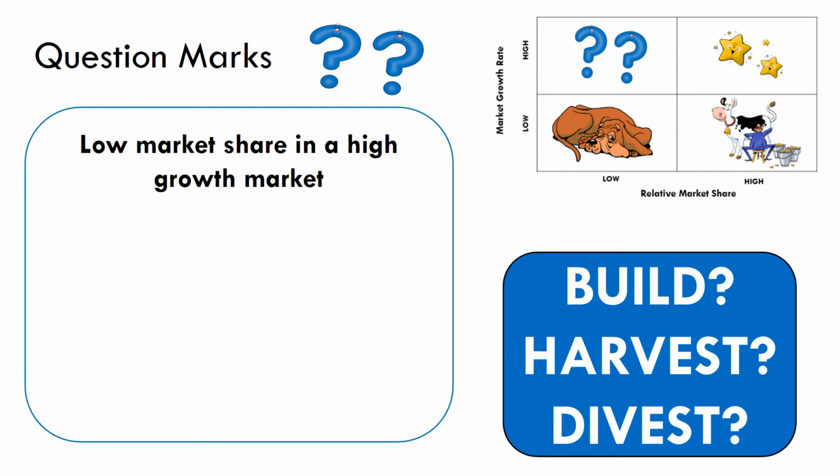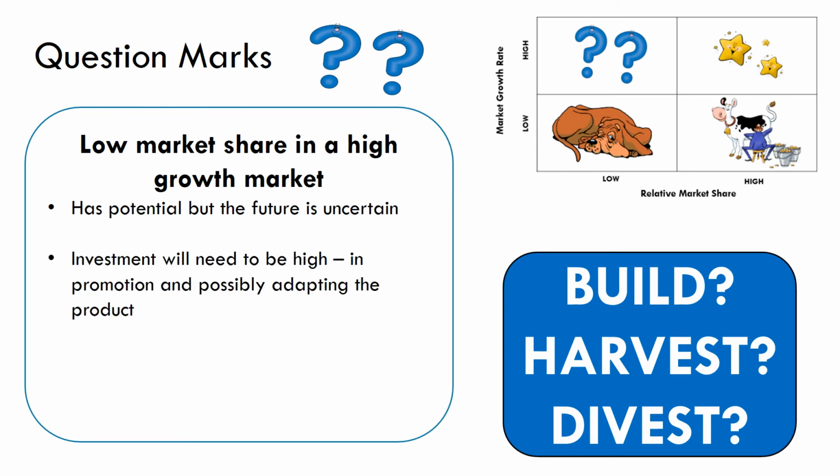Question marks, these have low market share, but in a high growth market. So we have a slightly trickier decision here to make. We've got potential for these products, but the future is uncertain. Why do we have a low market share? Why is our particular product not that popular when lots of this type of product are being sold.